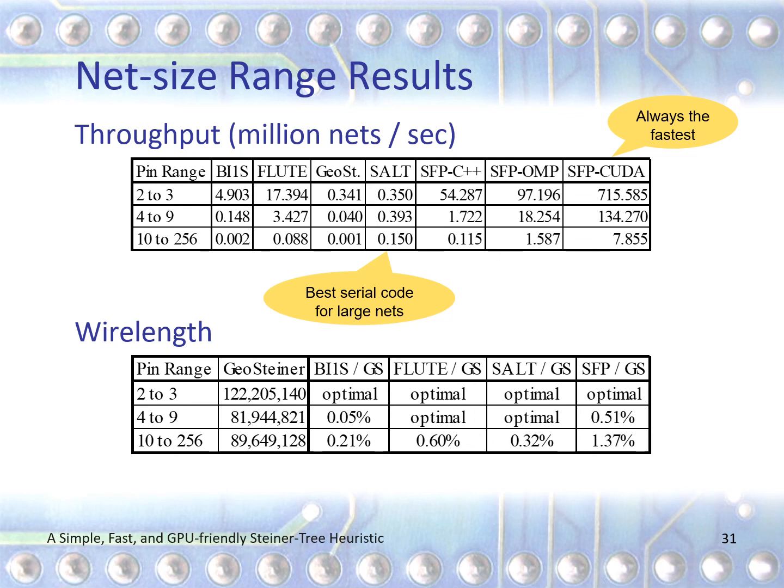For the wire length results, all tested approaches are optimal on 2 to 3 pin nets. Only Flute, SALT, and GeoSteiner are optimal on the medium nets, and only GeoSteiner is optimal on the large nets. The trend for all approaches except for GeoSteiner is solution quality getting worse as net size gets larger. Nonetheless, they all produce solutions that are close to the optimal wire length.